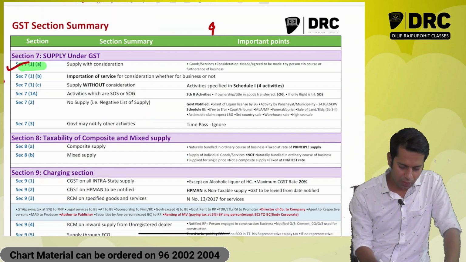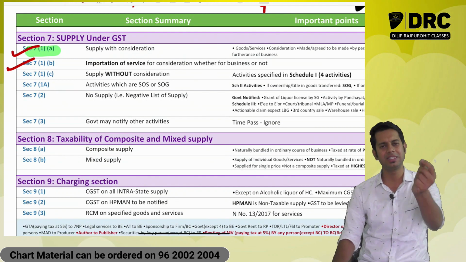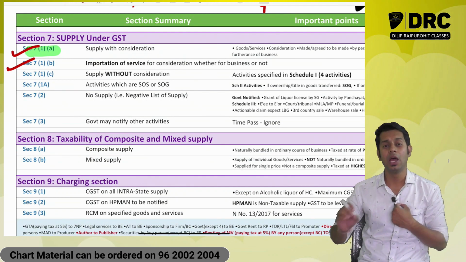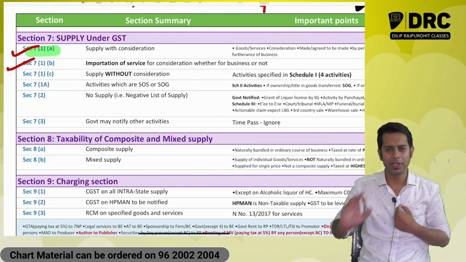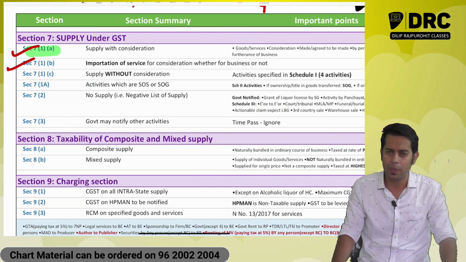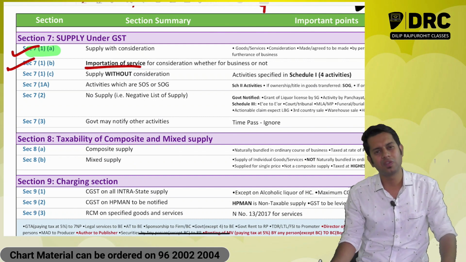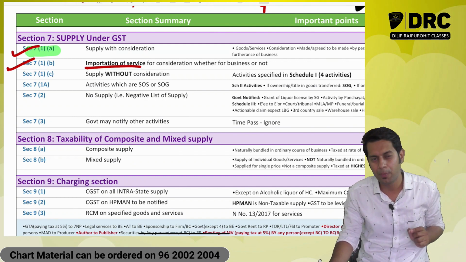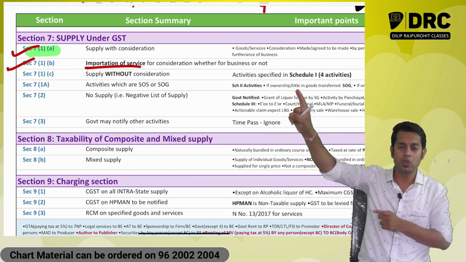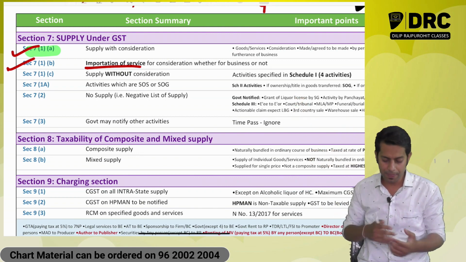Then section 7 subsection 1 clause B. Section 7 subsection 1 clause B talks about what? Importation of services. It says importation of services for a consideration, whether for business purpose or not, whether it is for your business purpose or for your personal purpose, in both cases it will be treated as supply. Sir, what do you mean by importation of services? I will call a particular activity an importation of services if the supplier is located outside India, recipient is located in India, and the place of supply is also in India.